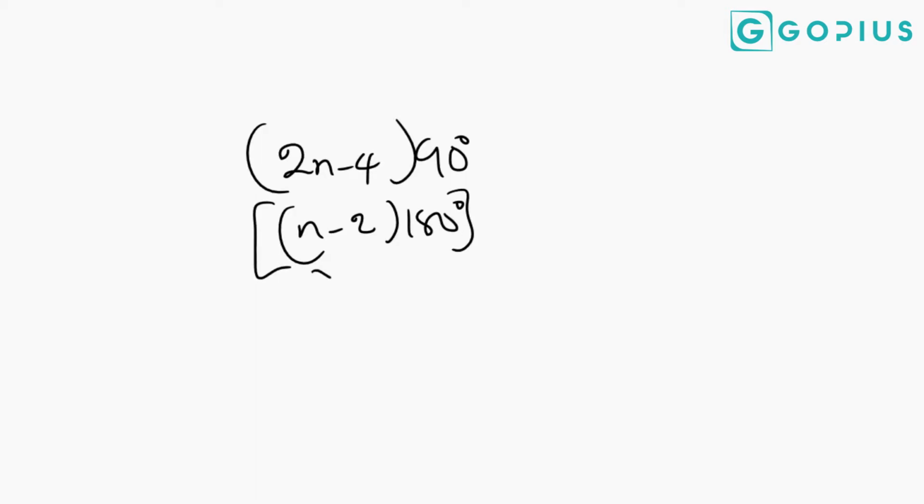If I'm using this second formula, n is equal to 3, a 3-sided polygon, so n is 3. So we now fix it up. We have 3 minus 2 times 180. So 3 minus 2 is 1, times 180. So that will give us 180 degrees. So that means the sum of interior angles of the triangle is always 180.